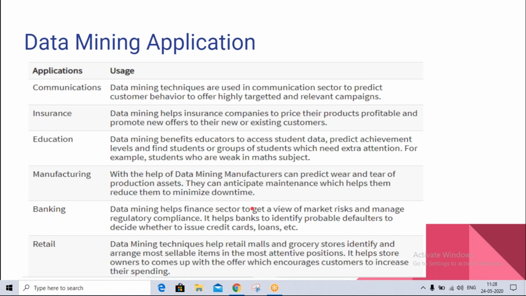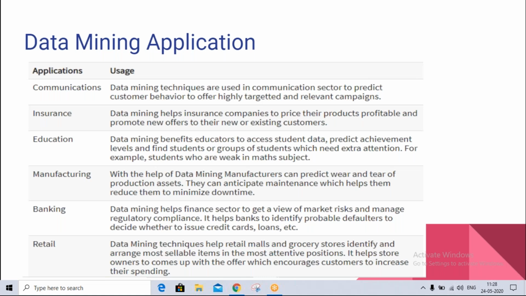So insurance, basically how it's been used in the insurance sector. Data mining helps the insurance company to price their product profitably and promote new offers to their new and existing customers. They can also decide the premium based on the life expectancy of the customer. If the life expectancy is higher, then they will come up with a higher premium, basically the premium that they are going to charge the customer.